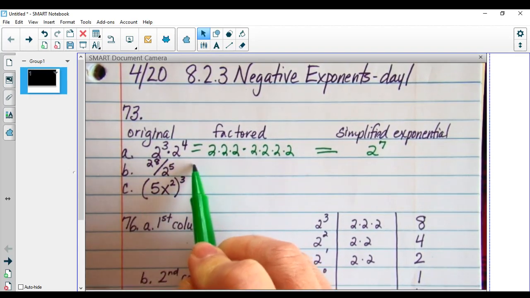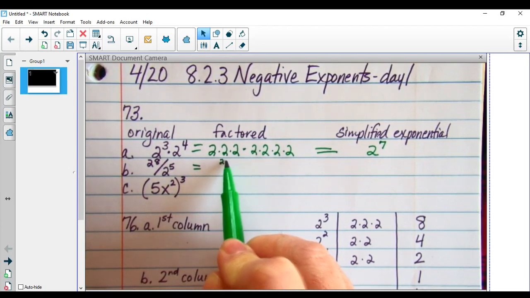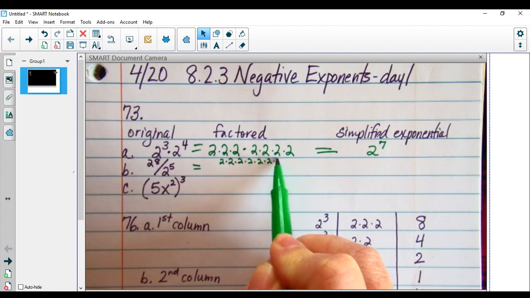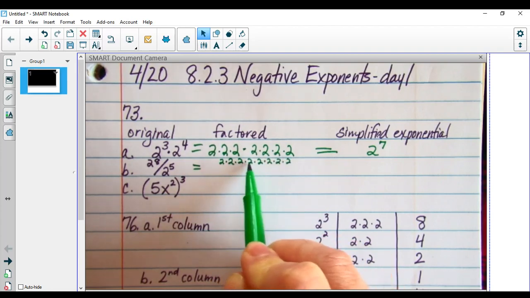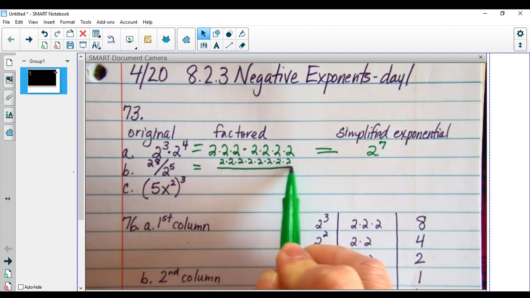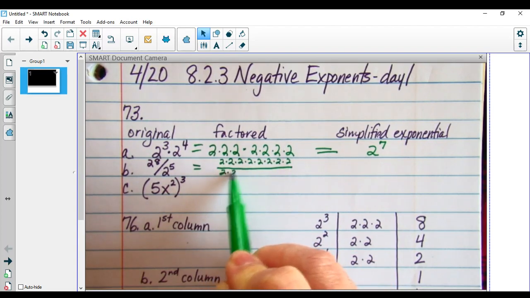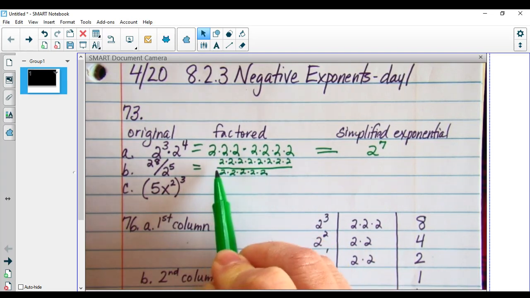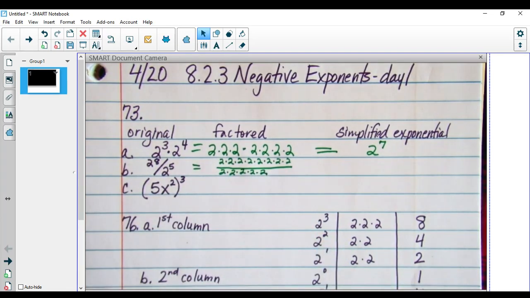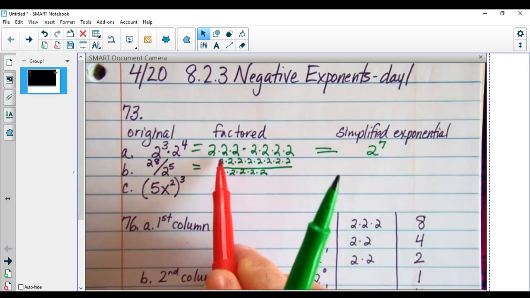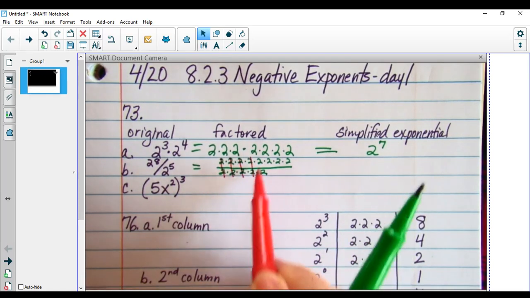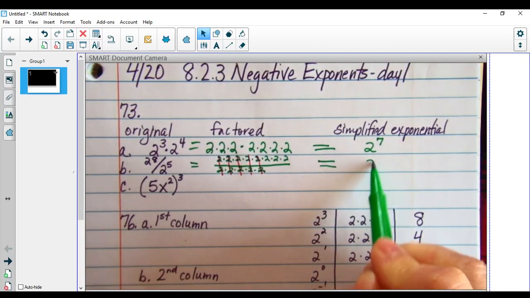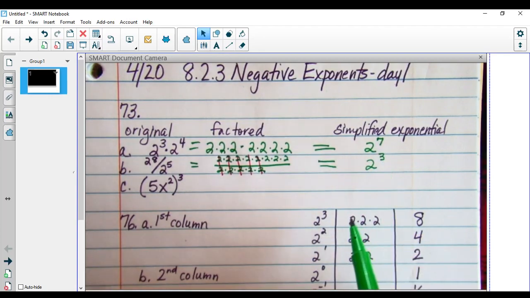Second one, we have 2 to the eighth. So we're going to write 2 times itself 8 times in our numerator. 1, 2, 3, 4, 5, 6, 7, 8. Divided by 2 to the fifth. 1, 2, 3, 4, 5. We're going to create our giant ones. We'll be able to do that 5 times. And we are left with 2 to the third power.